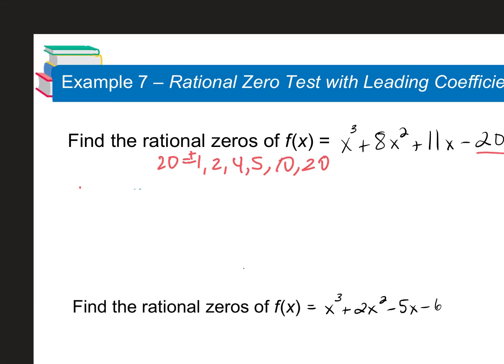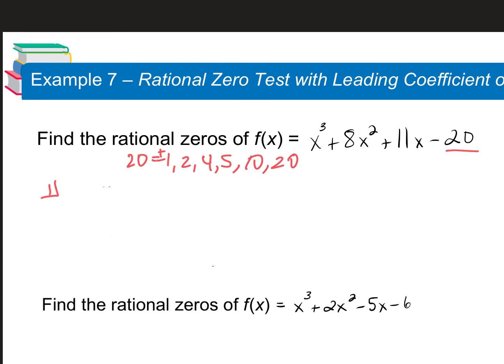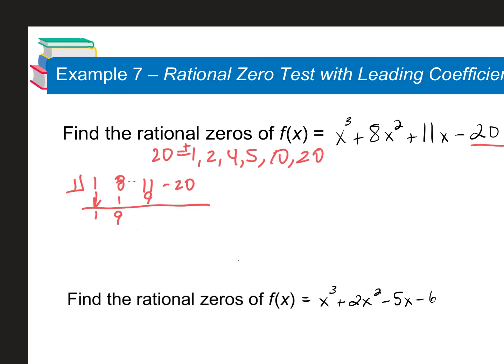So I'm just going to start with positive 1. If it works, great. If it doesn't, we go to negative 1. So let's write out our coefficients. I have 1, 8, 11, negative 20. When I do my synthetic division, I bring down 1. 1 times 1 is 1. 8 plus 1 is 9. 9 times 1 is 9. 11 and 9 gives me 20. 20 times 1 is 20, so the remainder is 0. So I just proved right here that x equals 1 is a zero of this polynomial.